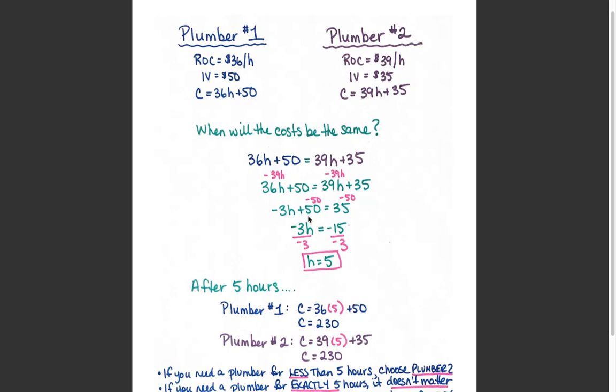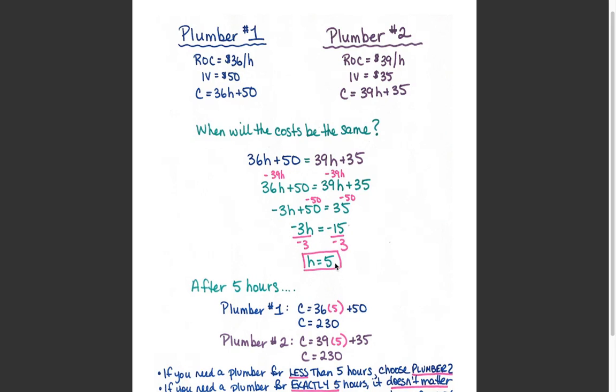So I need to get rid of my 50 and my negative 3. I'm going to start off with my 50. I have plus 50, so to get rid of it, I'm going to subtract 50 from both sides. I'm left with negative 3H. 50 minus 50 goes to 0. I still have my equal sign, and 35 minus 50 is negative 15. So I have negative 3H equals negative 15. I want to get rid of my negative 3 in front of the H, so I'm going to divide this side by negative 3, which means I also have to divide this side by negative 3. Negative 15 divided by negative 3 is 5. So the number of hours would be 5.